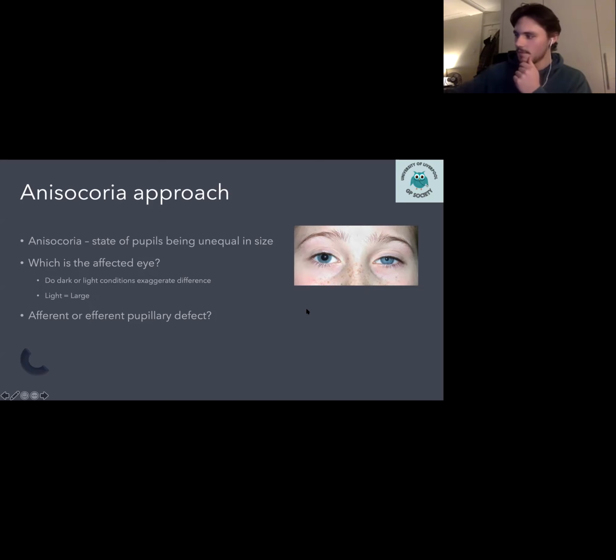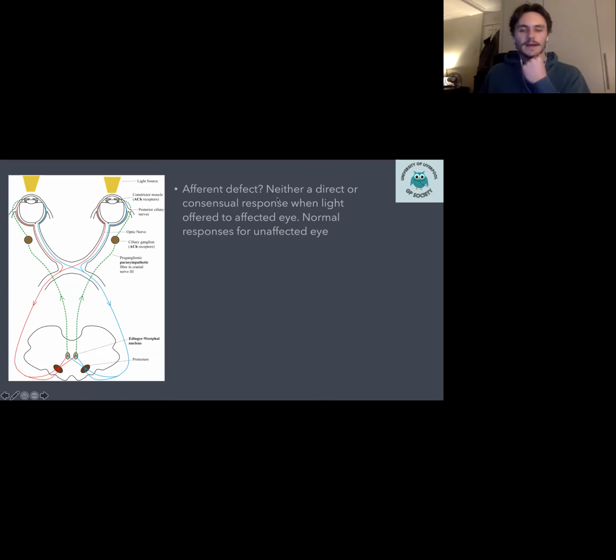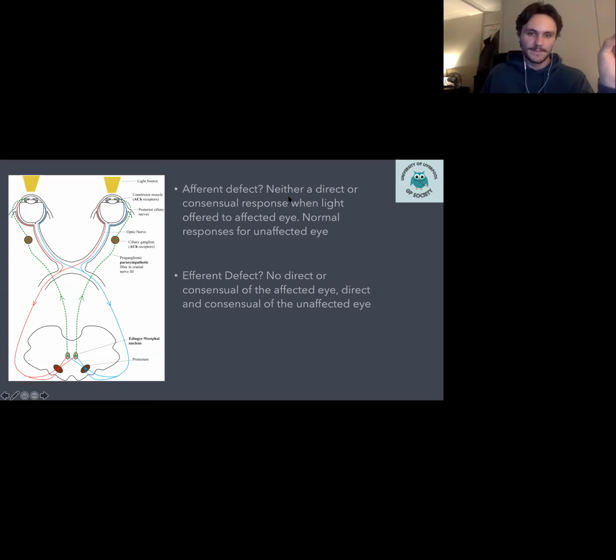You then need to figure out whether this is an afferent or efferent pupillary defect, right? And what I mean by that is, is it the optic nerve that's picking up the light, or is it the oculomotor nerve that's constricting the pupil that's the problem? It's really simple. If it's an afferent defect, you're not going to get either a direct response or consensual response on shining light into the affected eye. If it's an efferent defect, whilst you will get a consensual response while shining light into the unaffected eye, you're not going to get either a direct or a consensual response on the affected eye. The pupil will remain stuck essentially on that eye.